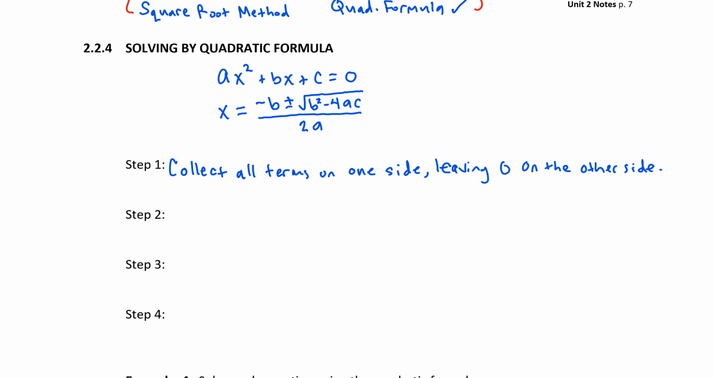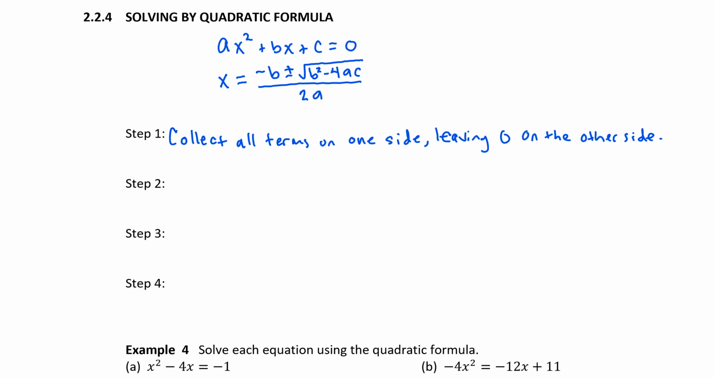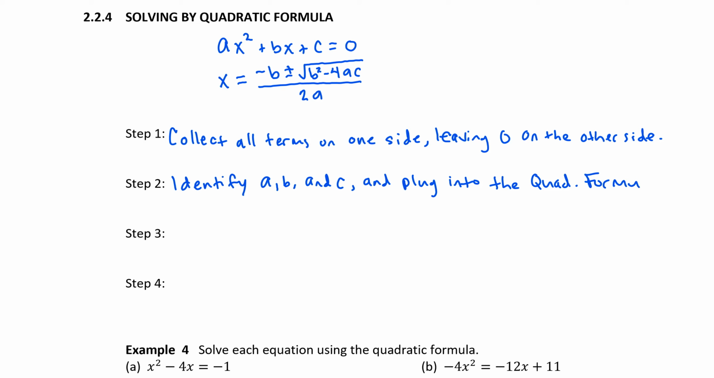Now, once we have all of our terms on one side and it's equal to zero, then we will identify the coefficients a, b, and c, and plug into the quadratic formula. Then we will evaluate using the correct order of operations.